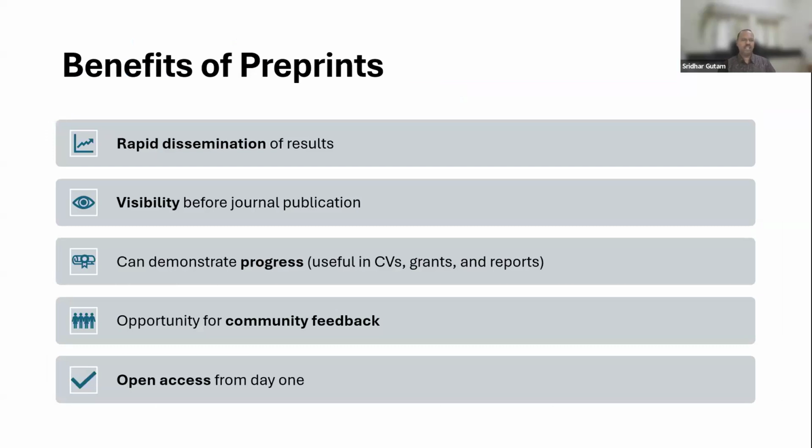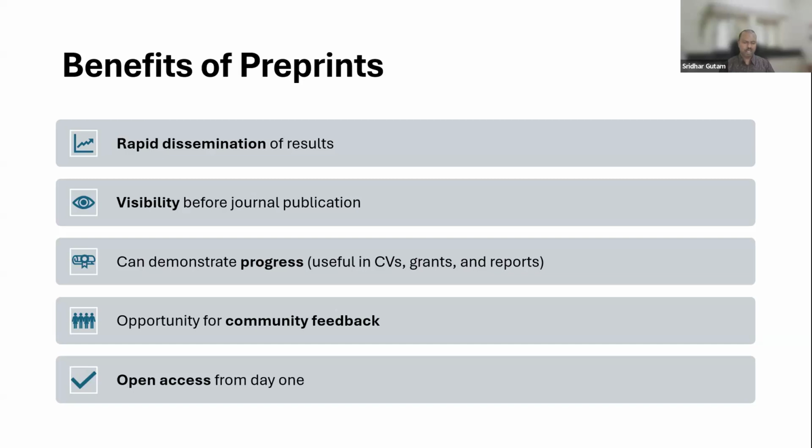And to reiterate, let's see what the benefits of preprints are. As I was saying, there is rapid dissemination of results because it is on the internet, and whatever is on the internet will be there unless you remove it, but still somewhere it gets archived. So before putting anything on the internet, we should be very cautious. There is also visibility before journal publication. The gestation of around a year can be reduced, so the time of publication can be reduced by preprinting.